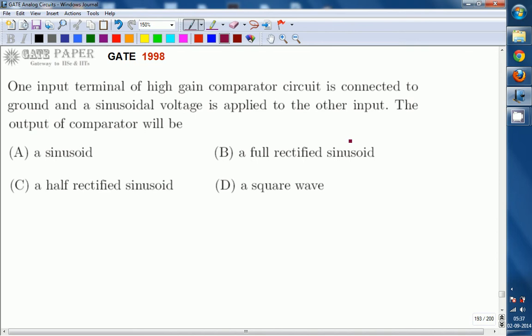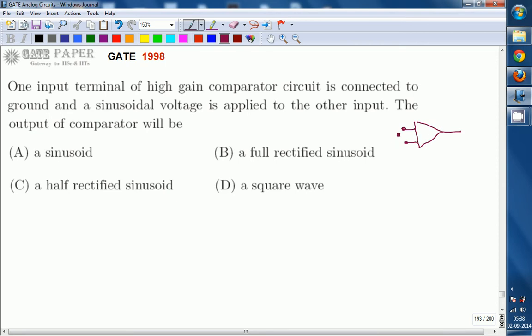So what will be the right answer for this question? Before going for that, we must know about the comparator operation. A comparator is nothing but an op amp under open loop or an op amp with positive feedback. In these two cases, an operational amplifier can act as a comparator. A comparator simply compares both the inputs, and based on that, the output may be at logic high or logic low level.